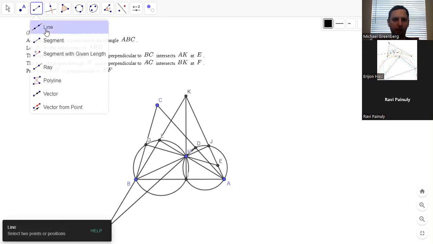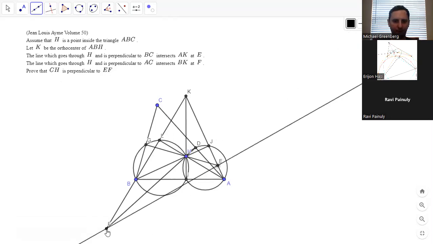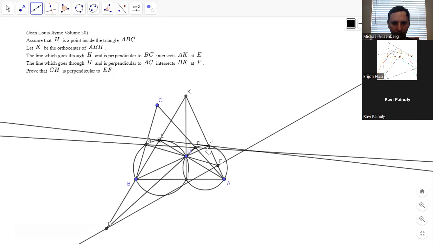Let me draw EF. I'm going to draw the whole line. Let's see. Is DG parallel? No.